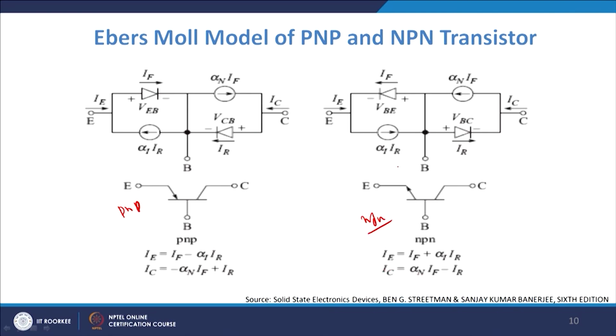IE is equal to IF plus alpha I_R, and similarly IC can be written as alpha_F IF minus IR, because this is reverse bias. Right, because on the negative side there is no gain available in this transistor for NPN, but for PNP you do have a gain available, and therefore this comes out like this, and I get alpha IF plus alpha IR as the value of the base collector current.